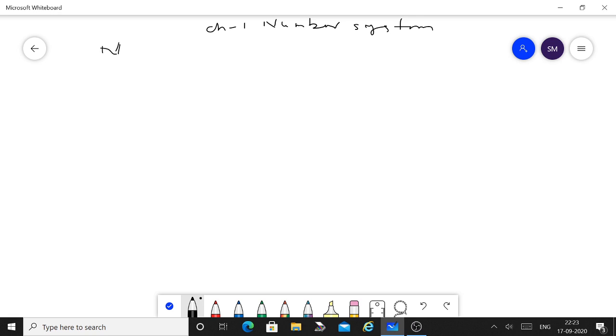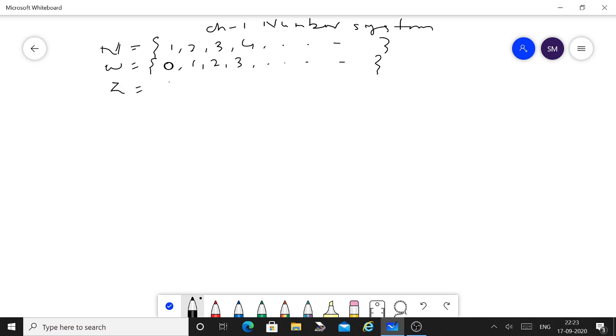N is the set of natural numbers. What are natural numbers? The counting numbers are called natural numbers. W is the set of whole numbers. All natural numbers are whole numbers, including 0. 0 is the number which is not a natural number but a whole number.